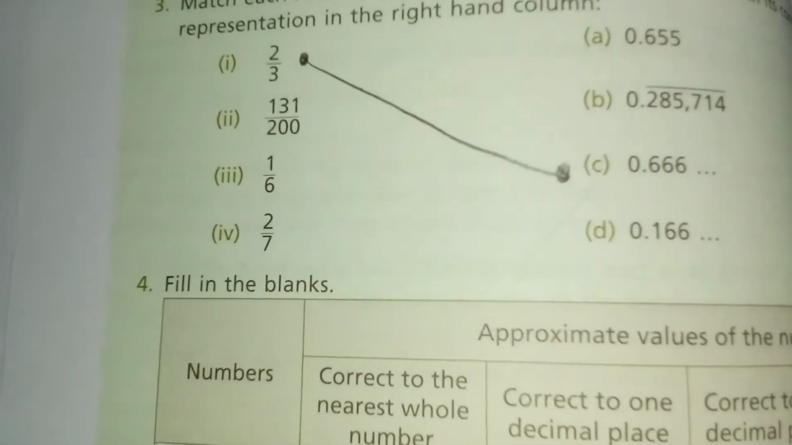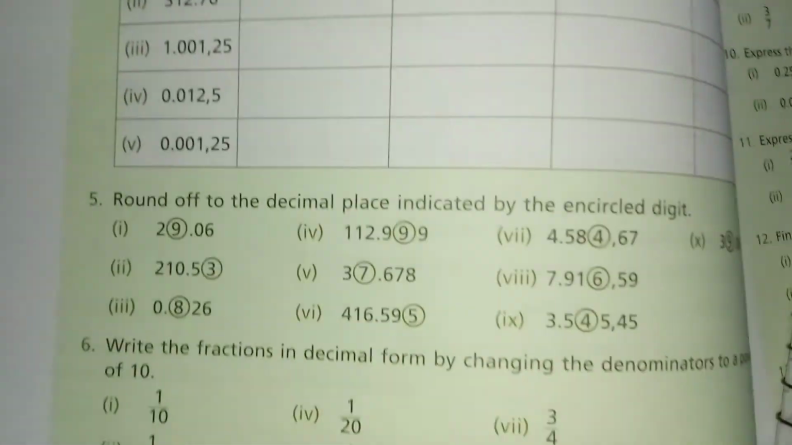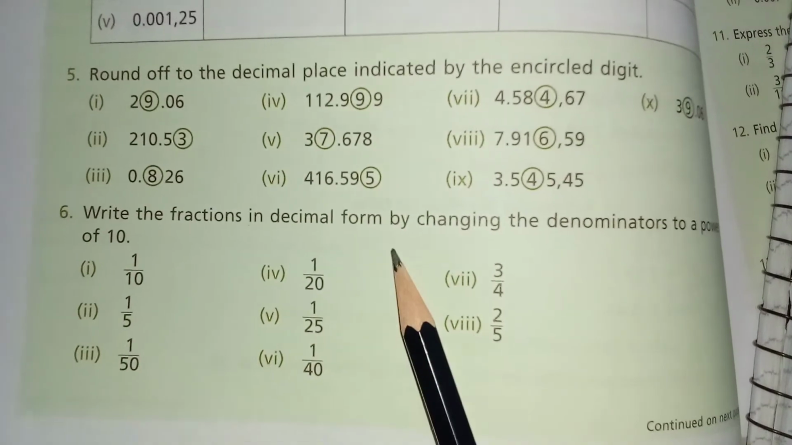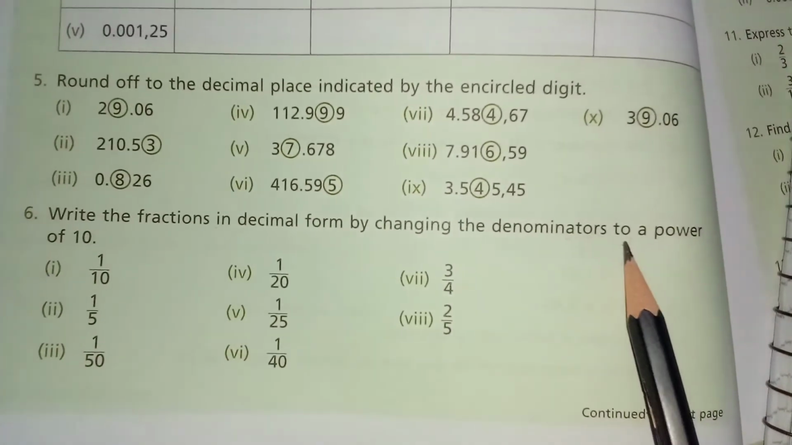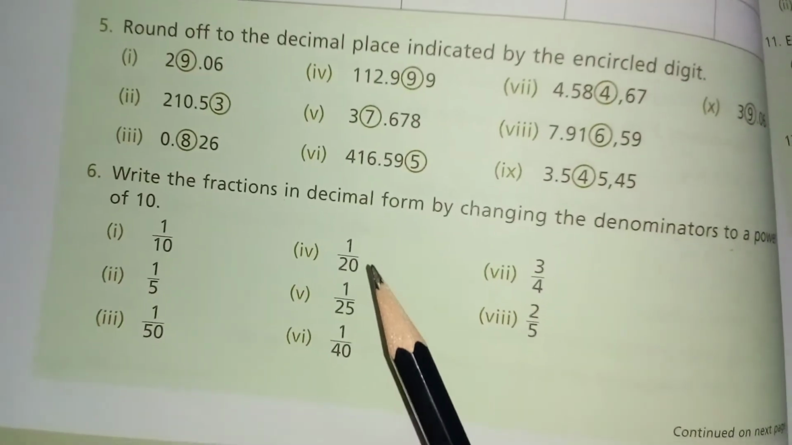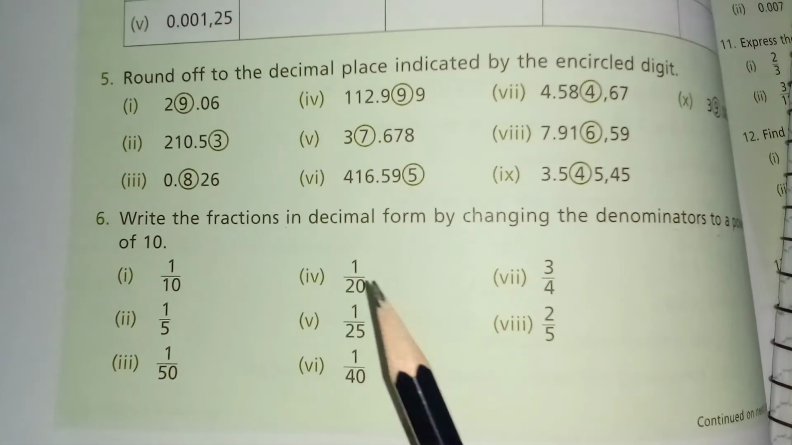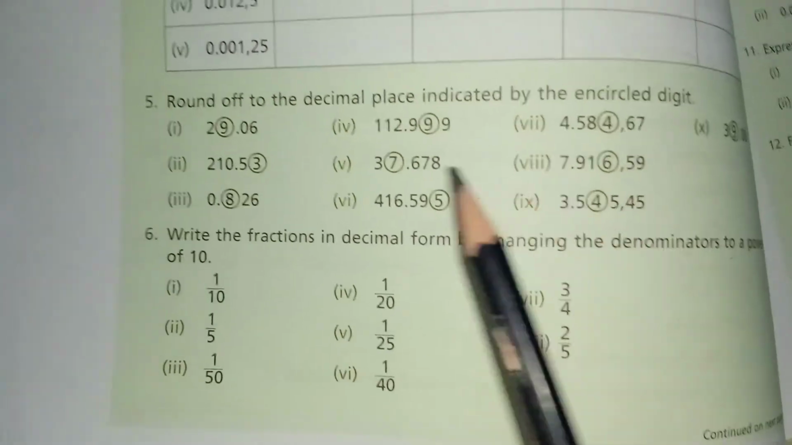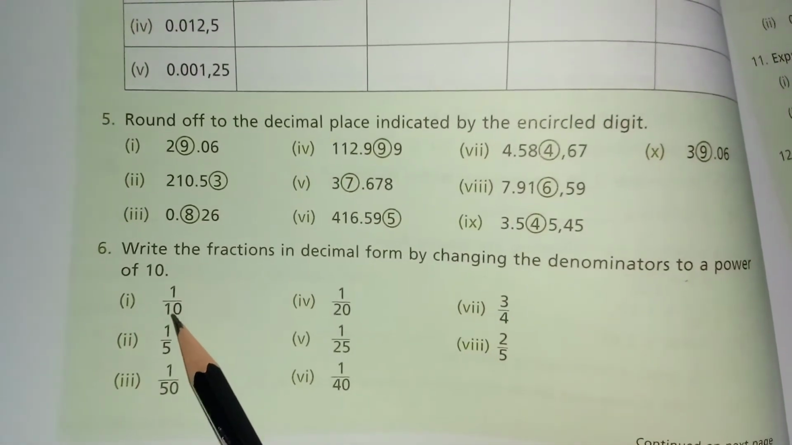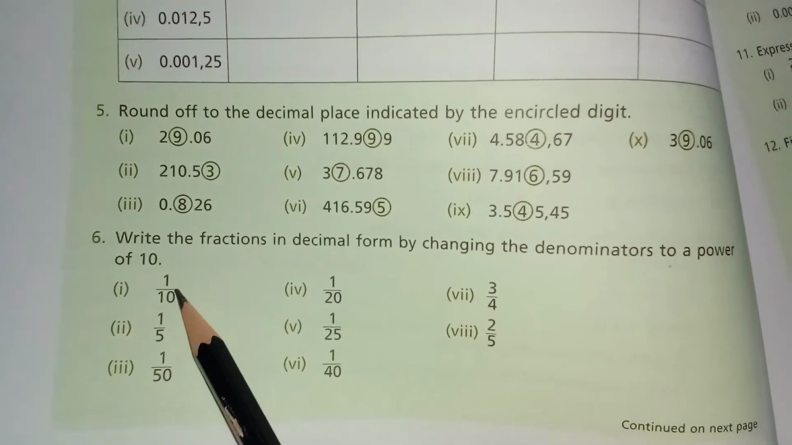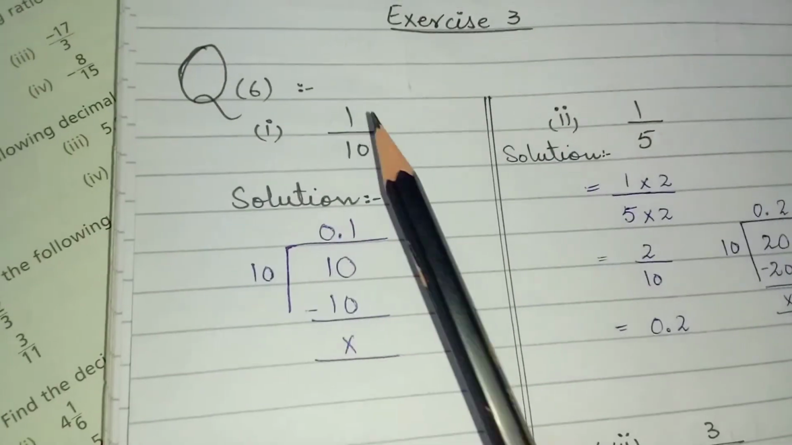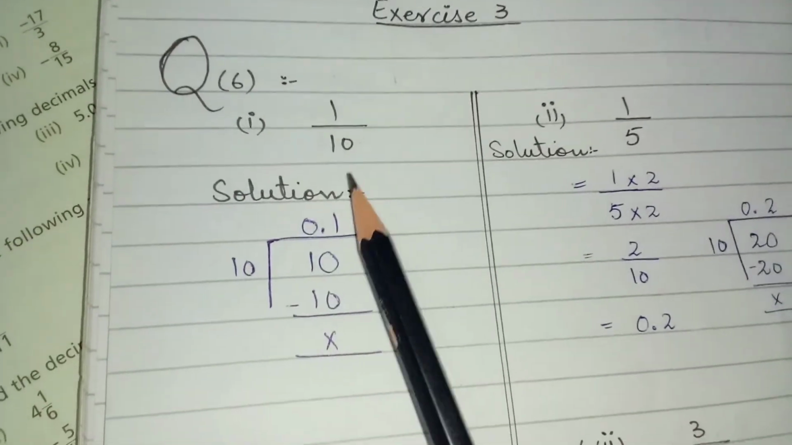Now we have to move to our question number 6, that is, write the fraction in decimal form by changing the denominators to a power of 10. First of all, we have to convert the denominator into some power of 10 and then we have to write the decimal form. So the first part is 1 over 10, and 10 is some power of 10, that is equal to 10 power 1. So you can write 1 as the dividend and 10 as the divisor.